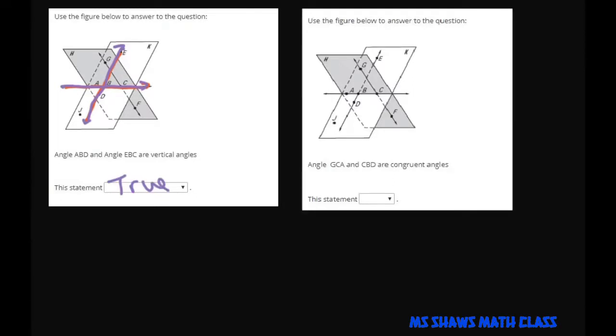Now, angle GCA, so where's A? So angle GCA and CBD are congruent angles. So are these two congruent? And that would be false. We don't have enough information and nothing is marked. They actually don't even look congruent. So that's a false.